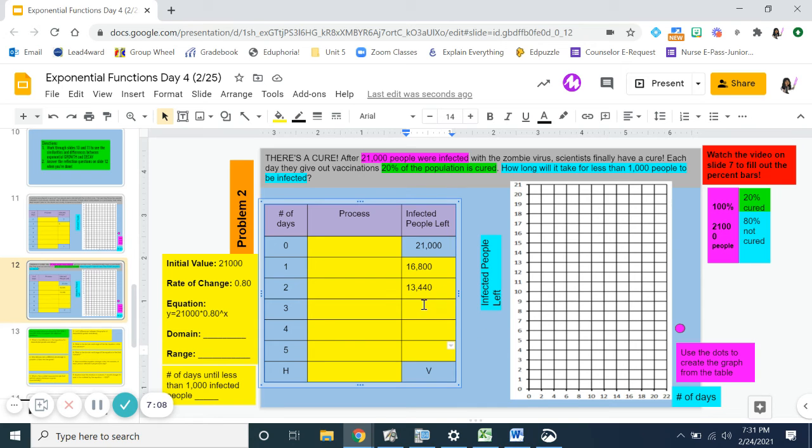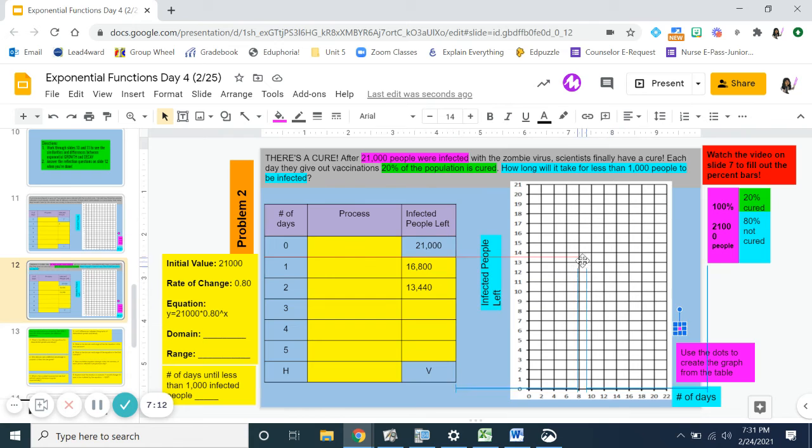Okay. And when I have my table filled out, then I can start using my graph and start kind of plotting some of those points. I know there's 21,000 to begin with. I know now this is going by day 2, right? So day 2, there's about 13,000. So notice that's a huge drop, right?